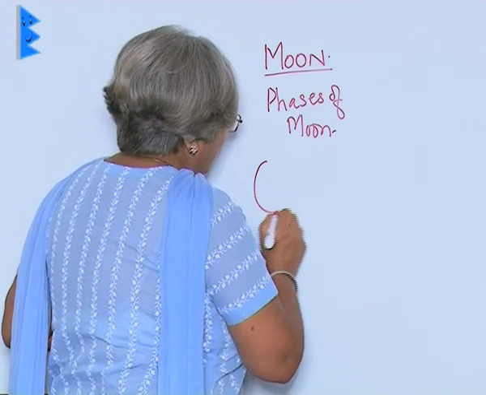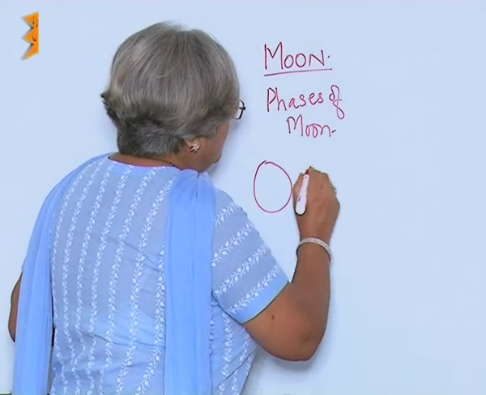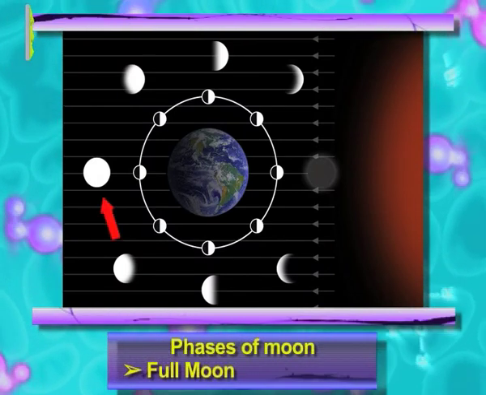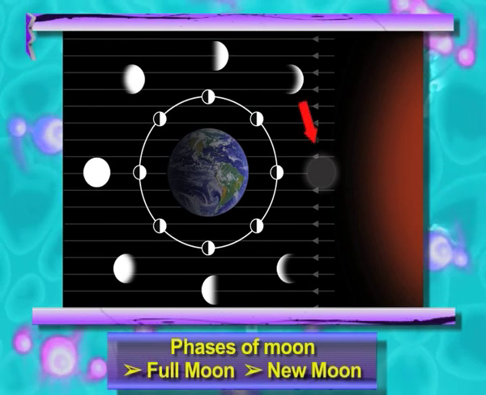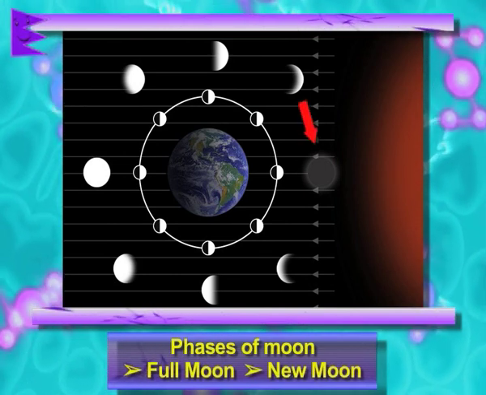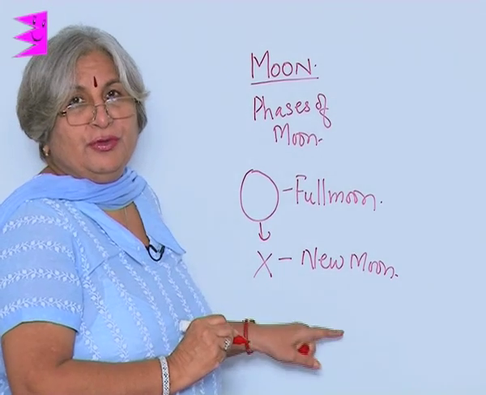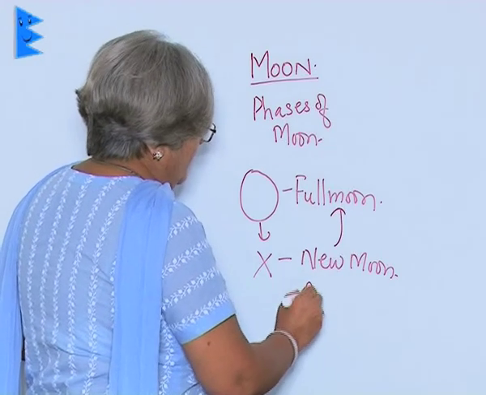When we see the bright circular disk of the moon, then it is full moon. And when there is no moon, then it is new moon. This entire cycle from full moon to new moon and then from new moon to full moon takes about a month.